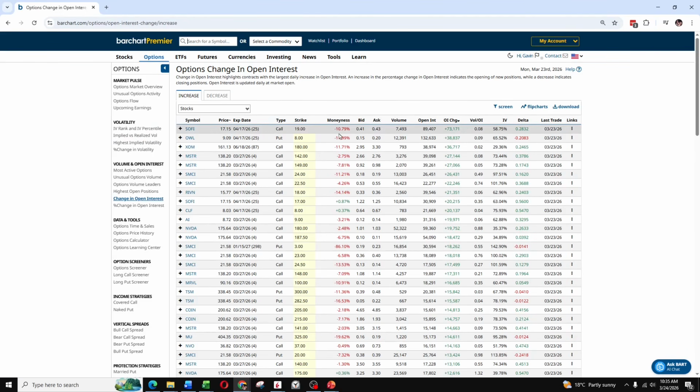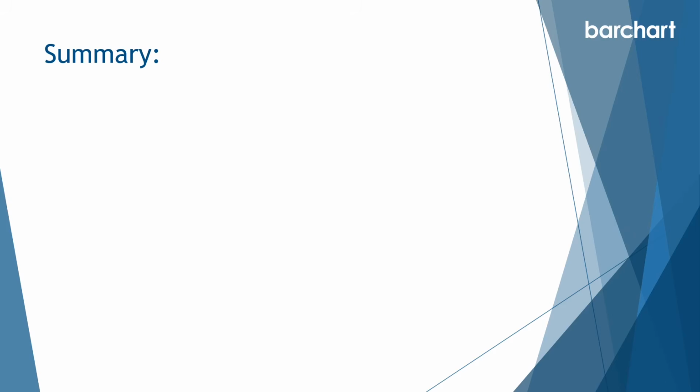Another good one to check out is this options change in open interest. And we can see here a big change in open interest on these SoFi calls for the 19 strike and the April expiration.